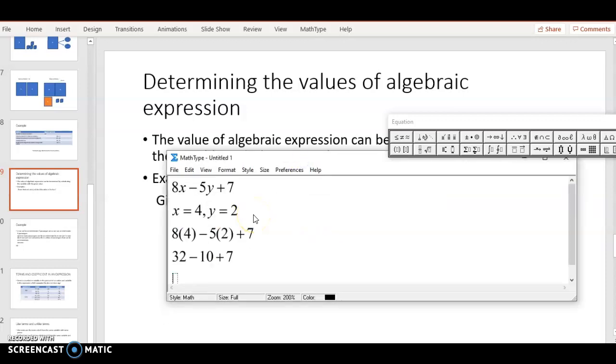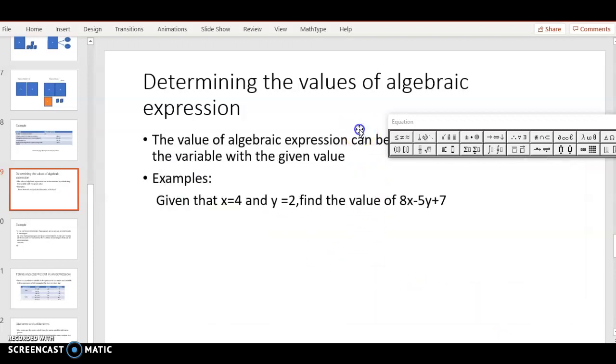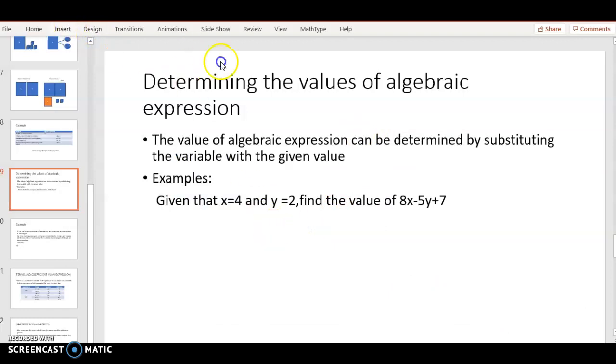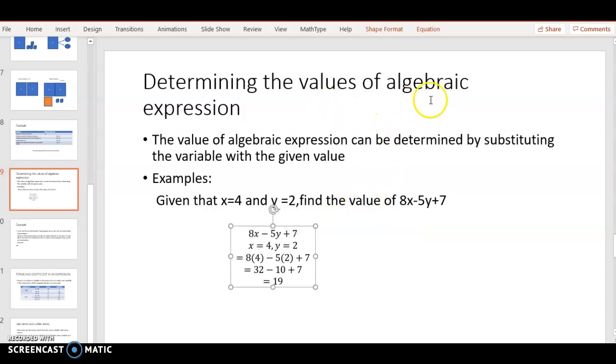Sorry, I have to put equal here. So 32 minus 10 will get 12, and 12 plus 7 will be 19. So you will get 19 here, and I copy this and put it over here. So this is the correct way to find the value of an algebraic expression when the variables are given. If the variables are not given, you cannot find the value of the algebraic expression.